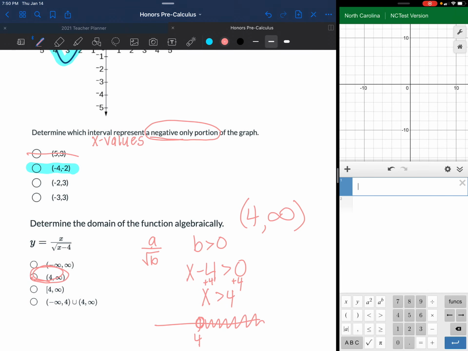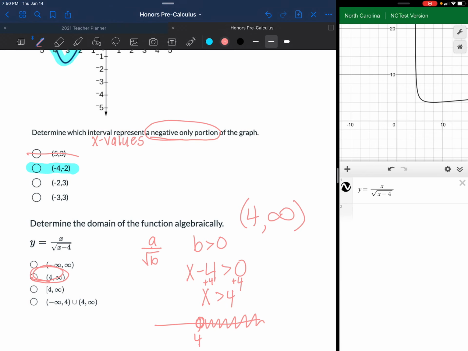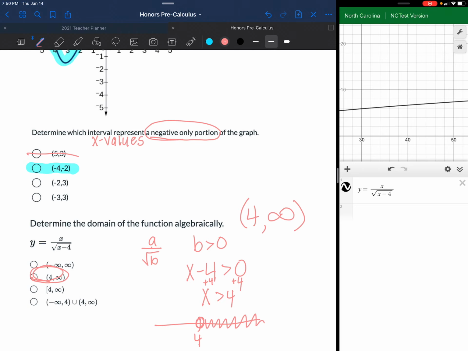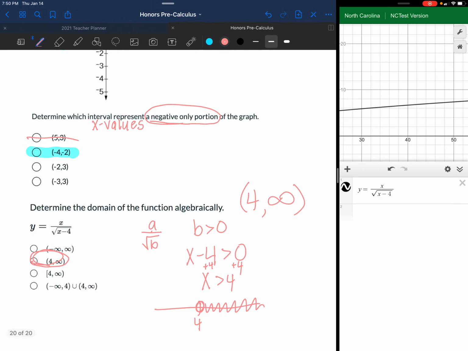Now, I can look at this and verify in Desmos. I know I asked you to do it algebraically, but I'm definitely okay with you verifying that you did it correctly. So when I look at this, I can see that I have this vertical asymptote here. It's approaching 4, but it's never going to actually cross over 4. And then it's going to keep going to positive infinity, which is correct.